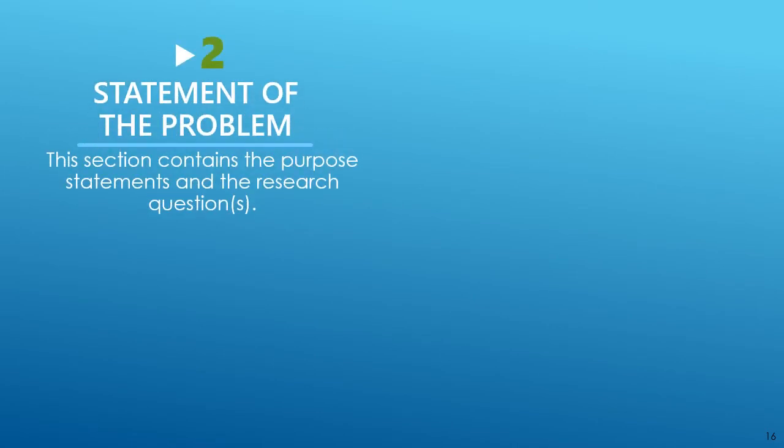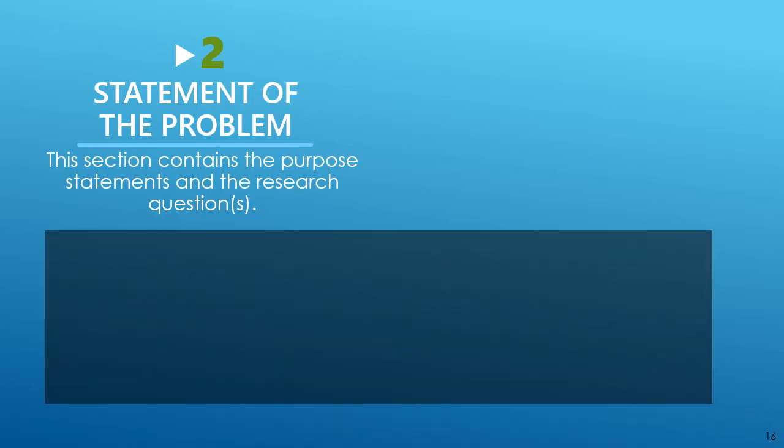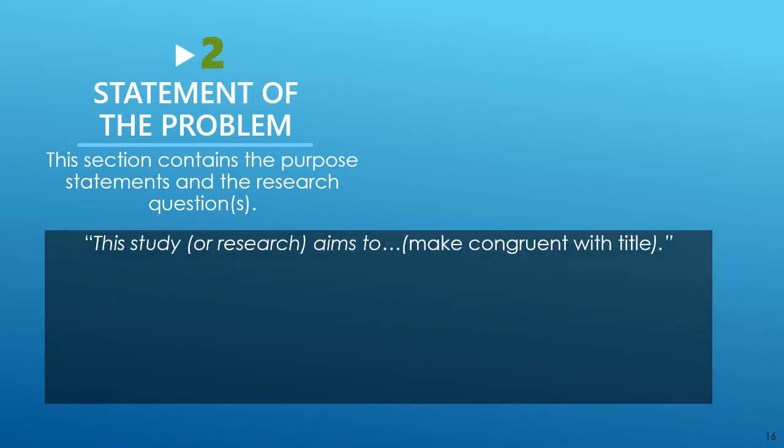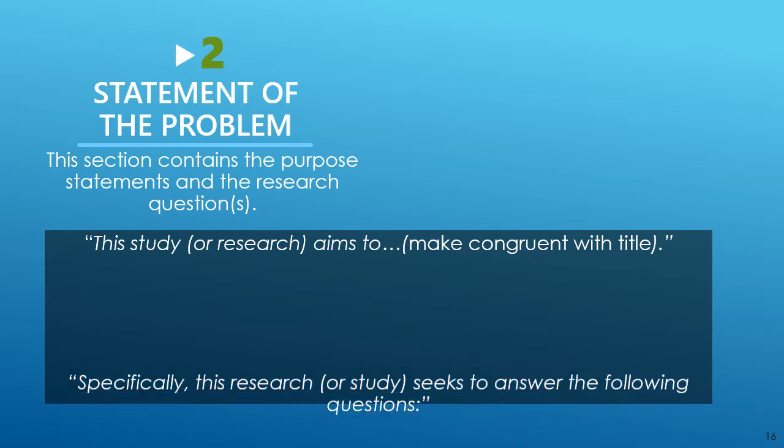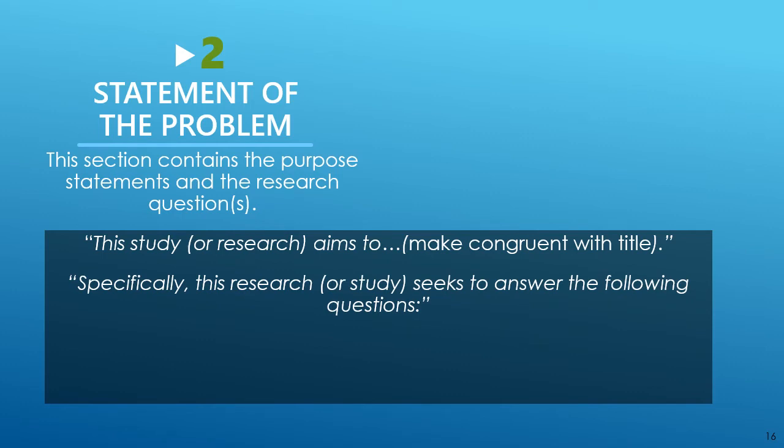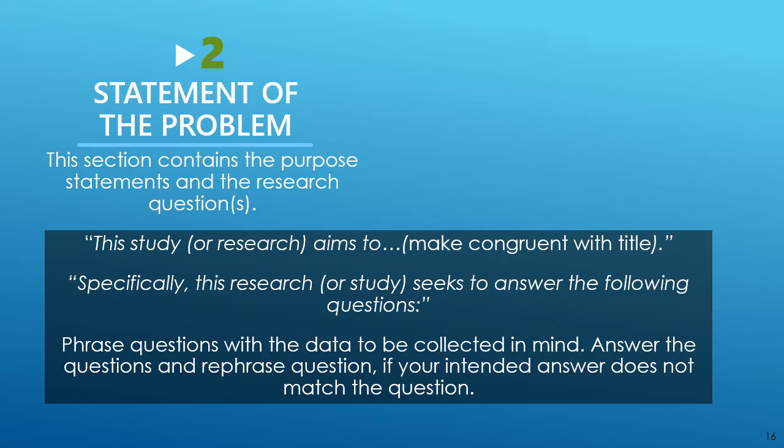Next is what we call the second part of the introduction or chapter 1, which is the statement of the problem. Once you have made a research question, the first task I gave you, it will be easy for you to make the statement of the problem, because the statement of the problem contains the purpose statement and the research question. So, the study or research aims to, okay, how will you put that? Make sure that when we put it, it is congruent or aligned with our research title. Specifically, this research seeks to. So, phrase questions with the data to be collected in mind. Answer the questions and rephrase them if your intended answer does not match the question.